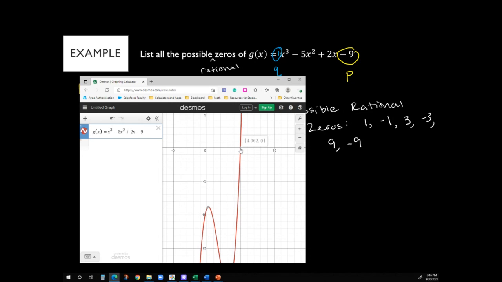So Desmos rounded the value, but this would normally be some sort of square root. I don't know what square root it is. I'd have to go and try to solve this by hand. But if it's not one of these possible rational zeros we found, if none of those are zeros, then there are no rational zeros at all, and they're either complex zeros or irrational. So they're going to have a square root in them. And so in this case, this has to be an irrational zero because it's not on our list.